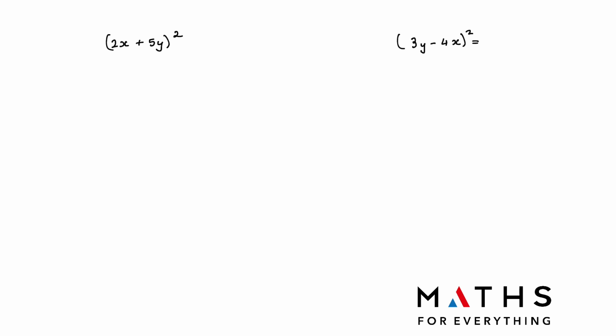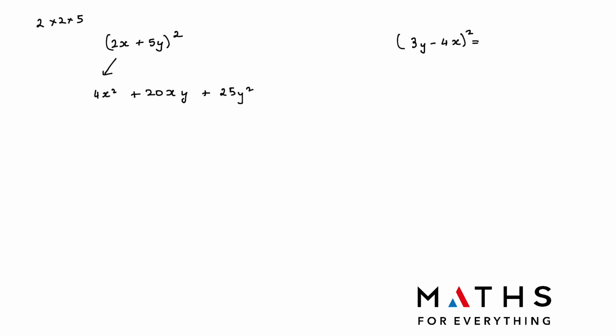A little bit more complicated questions. Same as before, pause the video and check whether you get it right or wrong. Welcome back. Let's see if your answers are right. I square 2x. Remember to square the 2. You're going to get 4x squared. Then I multiply the numbers by 2. So it's going to be 2 times 2 times 5. That will give me 20xy.